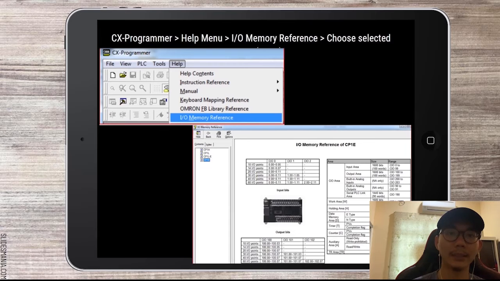For the pre-lab activity, we learn the step-by-step to check the I/O in memory reference of CP1E CPU unit. To do that, we open CX Programmer, and in the head menu, we click the I/O memory reference, and at selected CPU unit, choose CP1E. In the memory reference, we can see all channels for CP1E that we use to do the ladder diagram.